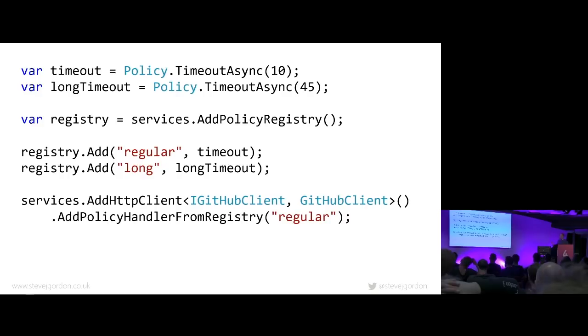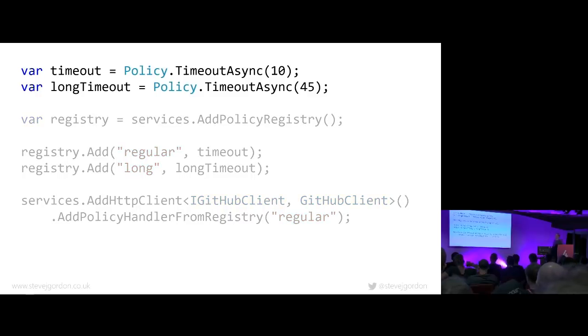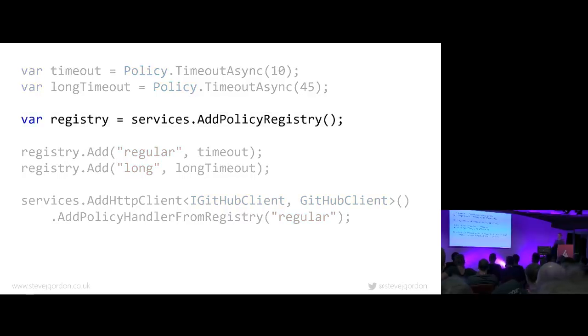And so the simplest example of this is I'm going to create two timeout policies. I did those just because they're really short. So I put two timeout policies of different lengths. And then I want to use a policy registry. And this is just a store for policies. It's basically a dictionary under the hood. But it allows us to create those policies once and then reuse them across the application. And that's how policies are intended to be used.